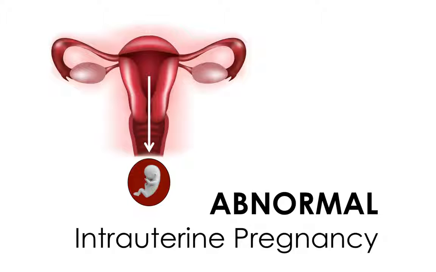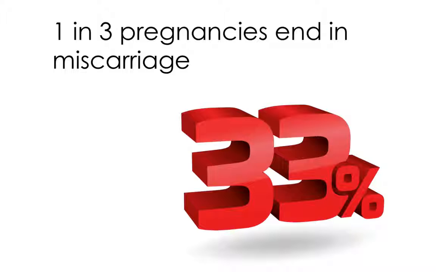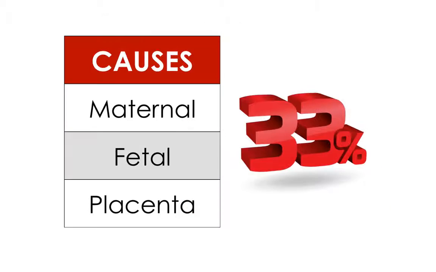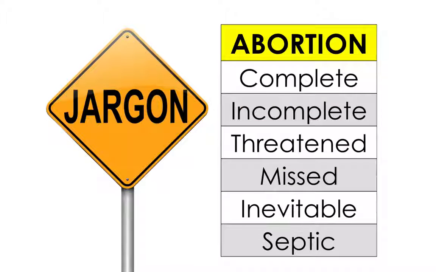Next, we will discuss the findings associated with abnormal intrauterine pregnancies. By way of introduction, it's important to remember that 1/3 of all pregnancies end in miscarriage. Miscarriage is usually caused by problems associated with the mother, fetus, or placenta. There are a number of confusing terms which describe conditions of abnormal first trimester pregnancy.